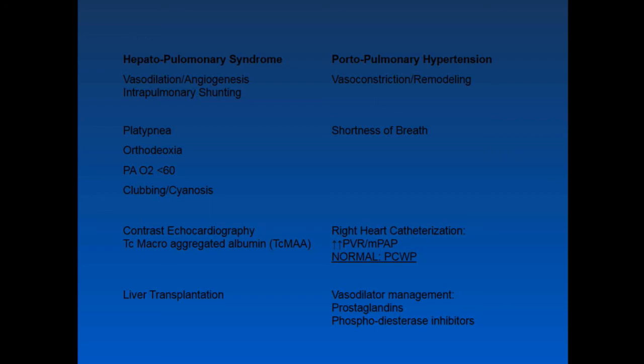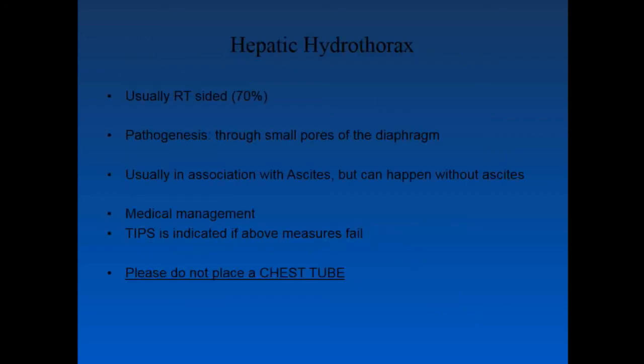All right? Okay. Hepatic hydrothorax, usually right-sided. Typically, they tend to have portal hypertension, small pores through the diaphragm associated with ascites, but it can happen without ascites. Can consider TIPS too. Please do not allow chest tubes in these people. Keep that in mind. They tend not to do very well.